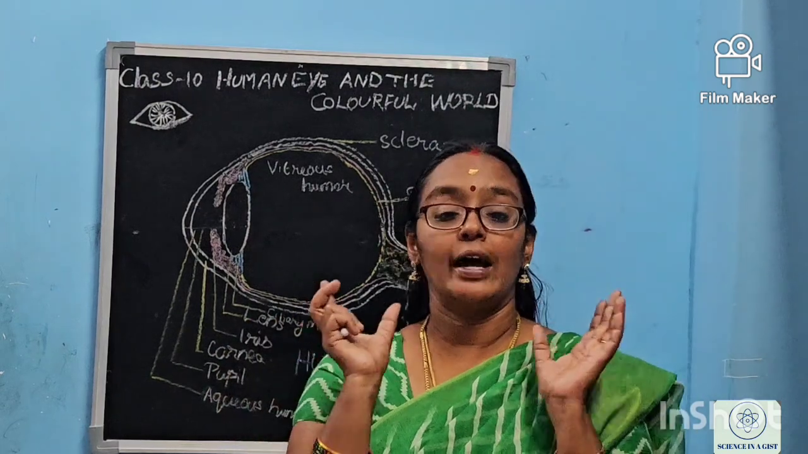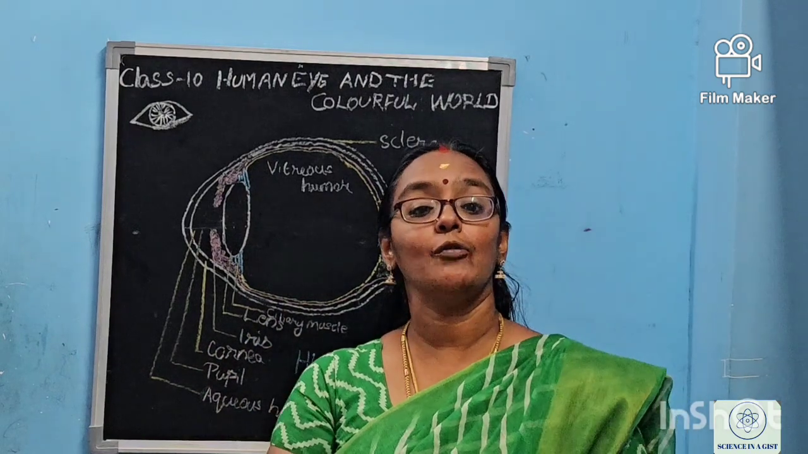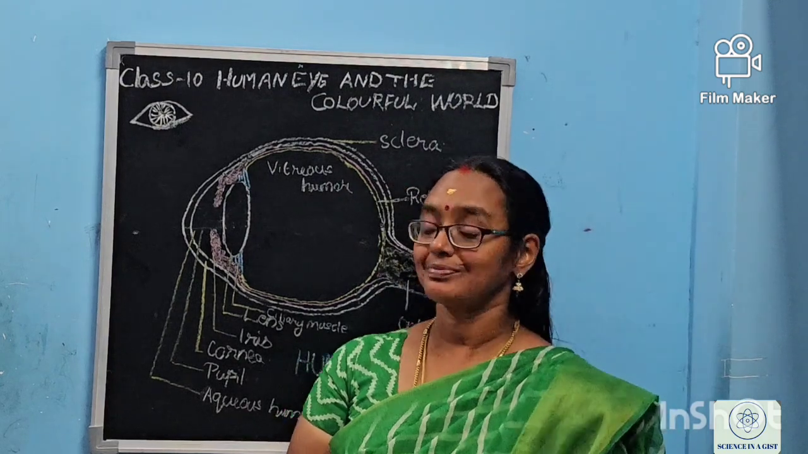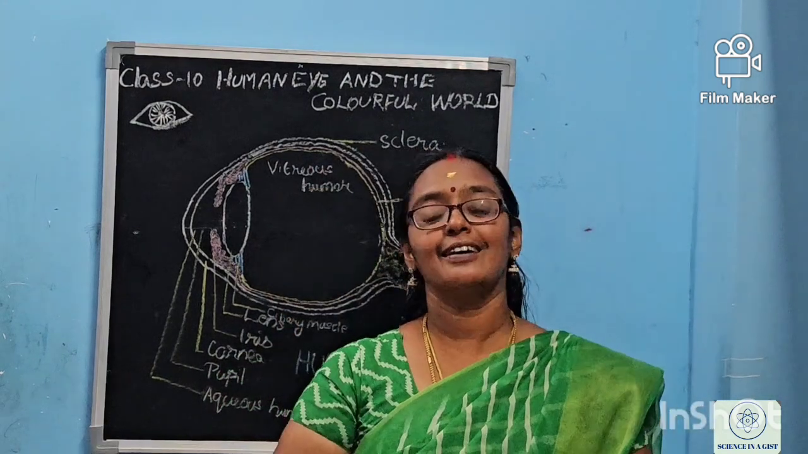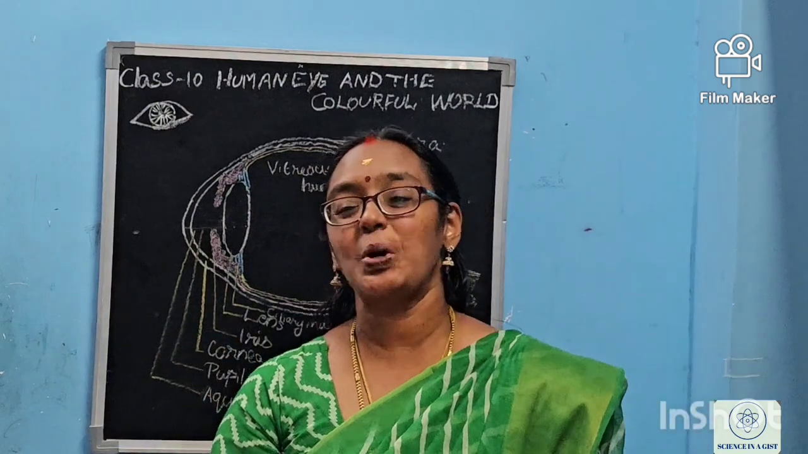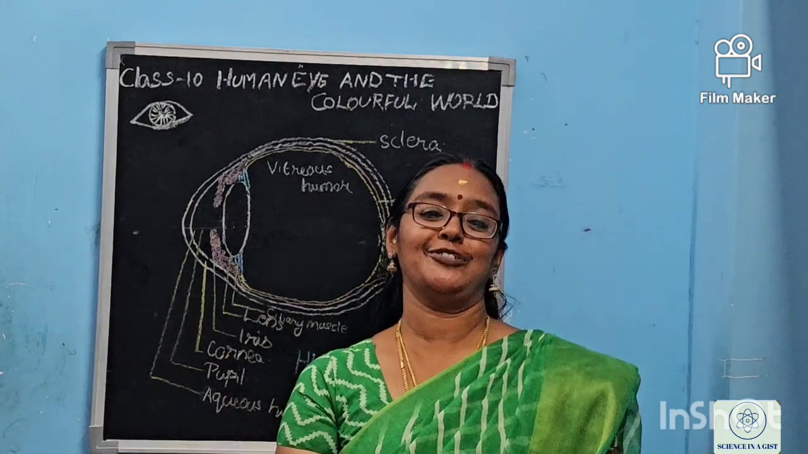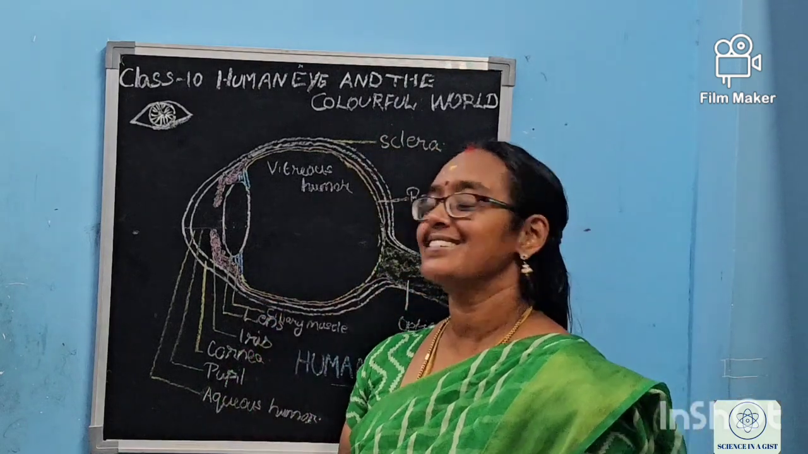Dears, here I have parted the lesson into 2, part A and part B. In part A, we will be discussing the human eye, and in part B, we will be discussing the colorful world. If the human eye is there, the world will be colorful for us, right? So how does the human eye make this world colorful? We are discussing. So let's go inside the lesson.